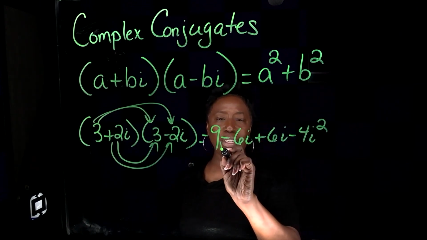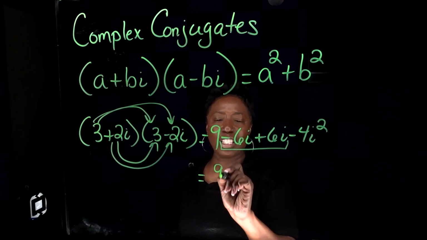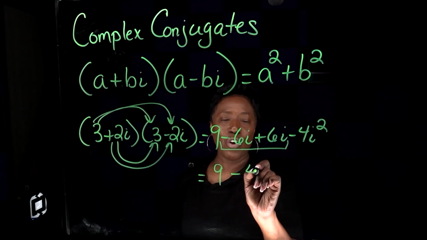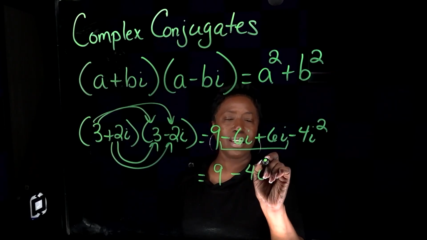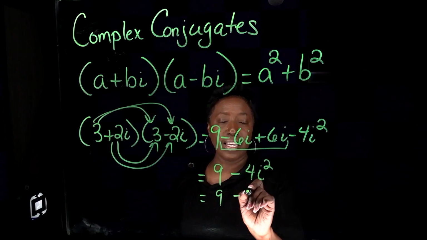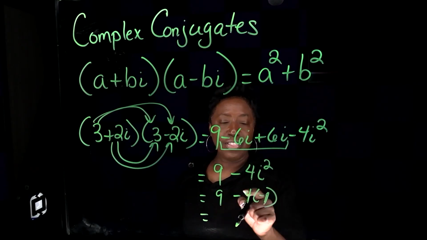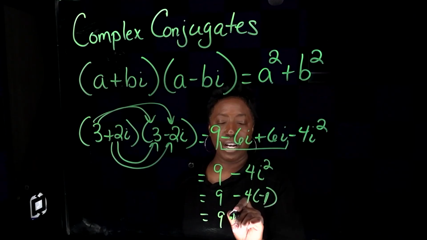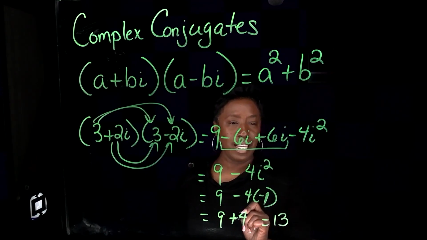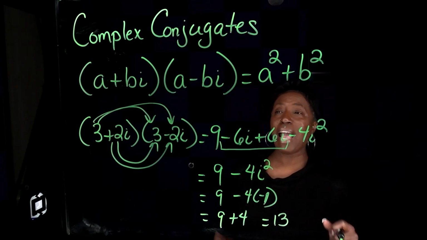Combining like terms, negative 6I plus 6I is 0, leaving us with 9 minus 4 times I squared. Recall that I squared is a negative 1. The negative 4 times the negative 1 is a positive 4, and that equals what? 13. So we don't want to have to multiply this every time because there's a pattern.